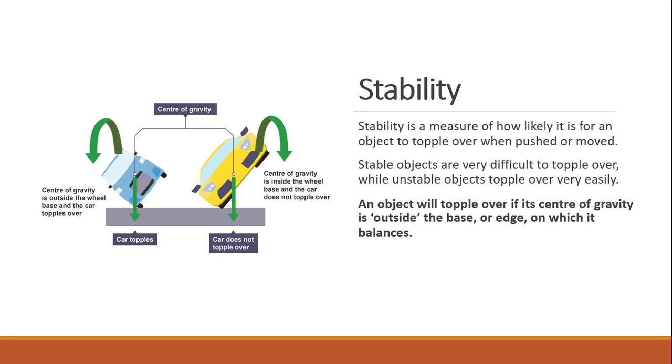Okay, now that we have the concept of center of mass, we are going to discuss the idea of stability. Stability is a measure of how likely it is for an object to topple over when pushed or moved. Stable objects are very difficult to topple over. So the more the stability, the less likely to topple.